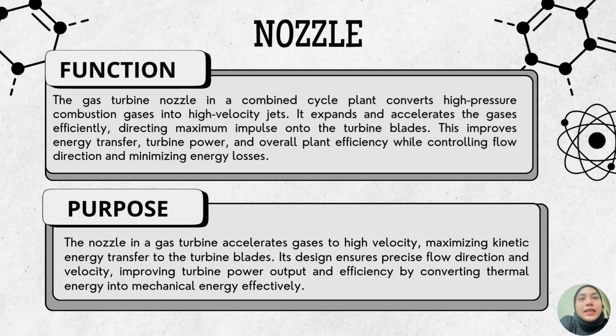The function of a gas turbine nozzle in a combined cycle plant is to convert high pressure combustion gases into high velocity jets. It expands and accelerates the gases efficiently, directing maximum impulse into the turbine blades. This improves energy transfer, turbine power, and overall plant efficiency while controlling the flow direction and minimizing energy losses.